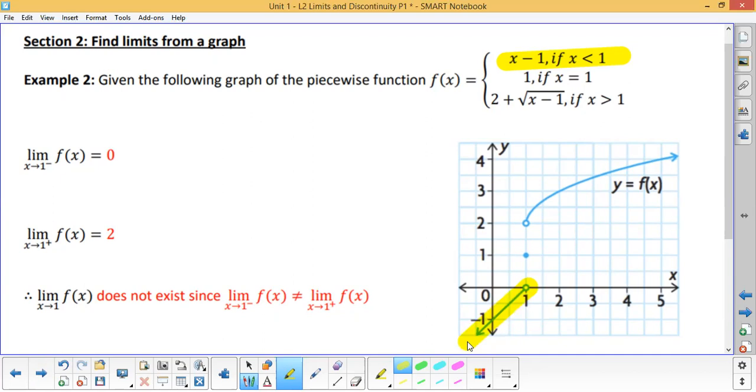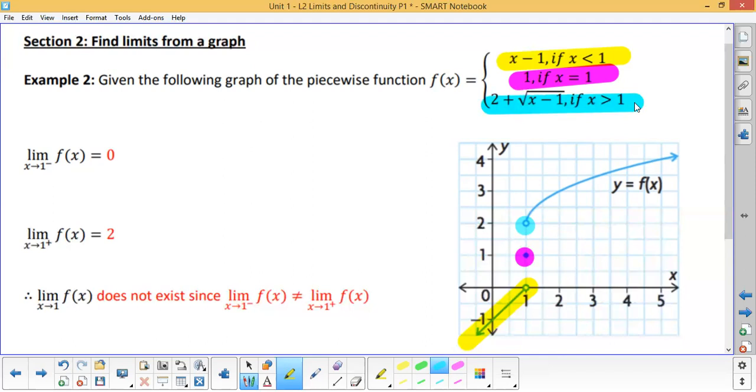Now, when x is equal to 1, we don't have an equation of a function. We actually have a constant value, and that's why we have a closed circle when x is equal to 1. And finally, when x is greater than 1, not when x is greater than or equal to 1, that's why we have an open circle, but for all values when x is greater than 1, we have this function that has a square root in it.